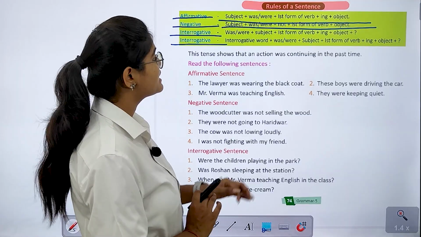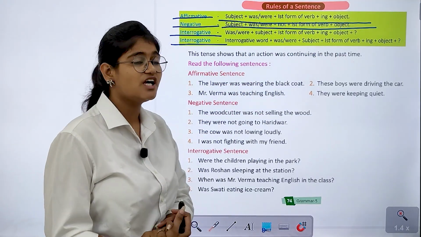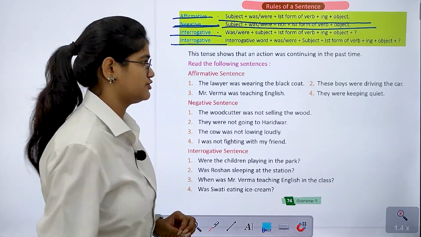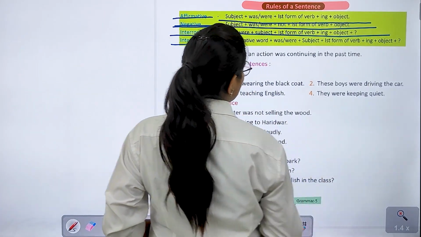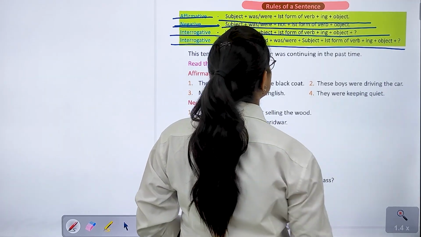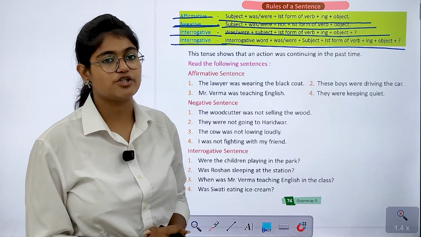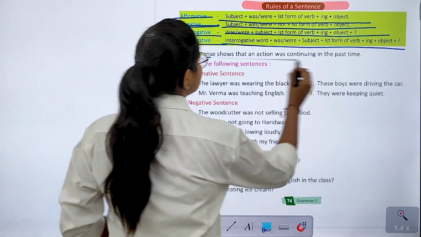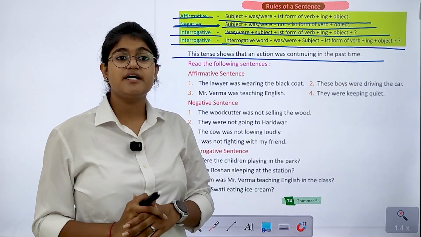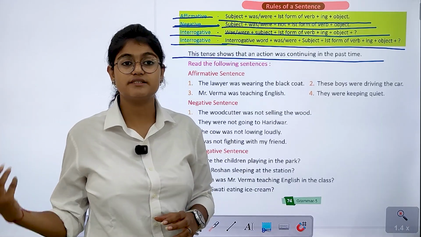तो जैसे कि आप लोग देख सकते हैं कि फॉर्मेशन बिल्कुल सेम है. We have added was and were to both the sentences just because this is a negative sentence. That is why we have added not to the formation. Right? Next is was verb plus subject plus first form plus ing plus object. Interrogative word plus was verb plus subject plus first form of the verb plus object. Right? So this tense shows that an action was continuing in the past time. ये टेंस हमें ये दिखाता है कि कोई काम पास्ट टेंस में कंटिन्यू हो रहा था.